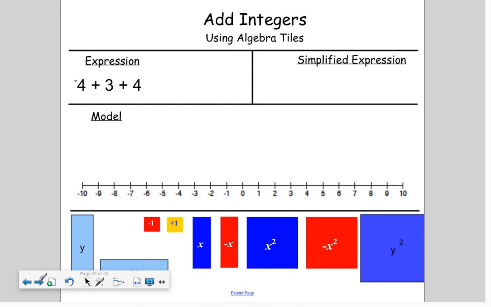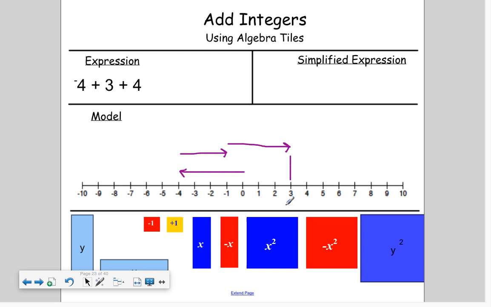Next one. Ooh. We need to add 3 integers. So starting at 0, I go 4 units to the left. That's -4. Plus 3. That's to the right. That stops at -1. Plus 4 more. So that's 4 units to the right: 1, 2, 3, 4. It stops at what number? 3.